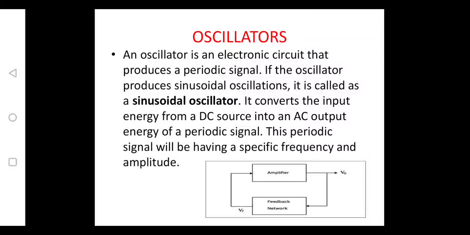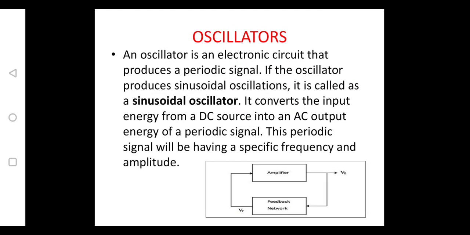Linear IC applications of unit 3. Unit 3 deals with how an op-amp can be used as a filter, how the op-amp can be used as an oscillator, and how to generate waveforms. So before going for op-amp as an oscillator, let us know what is meant by an oscillator.